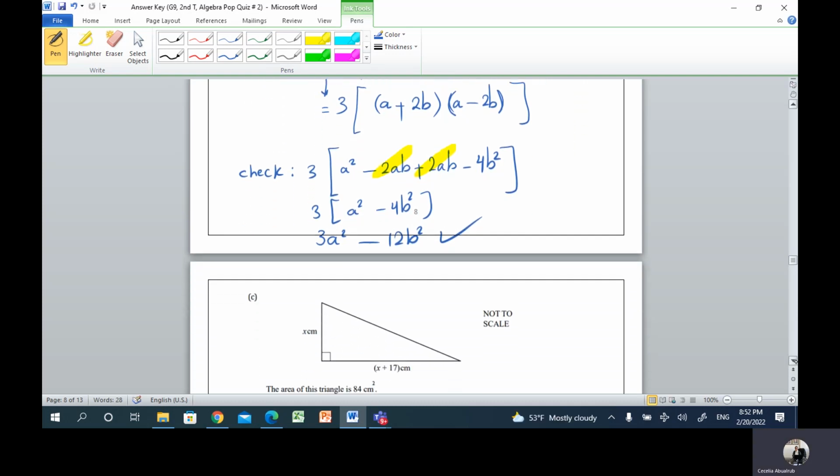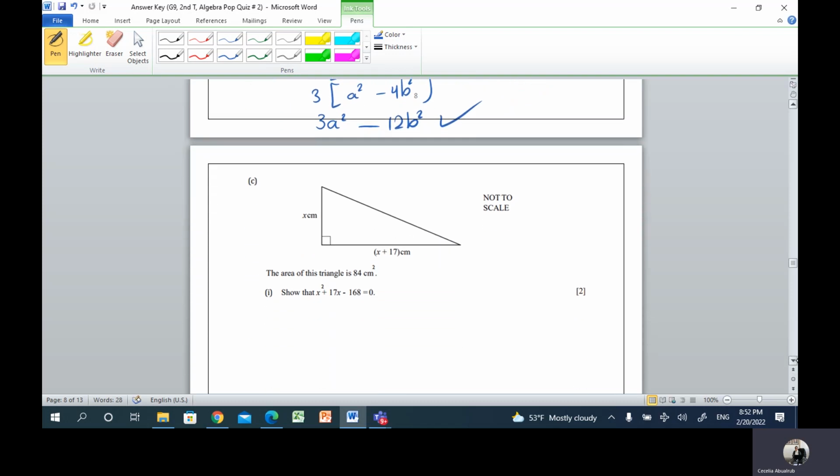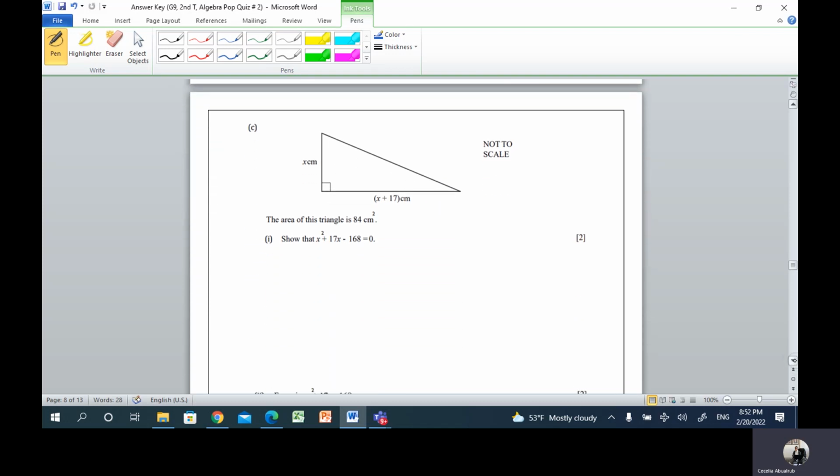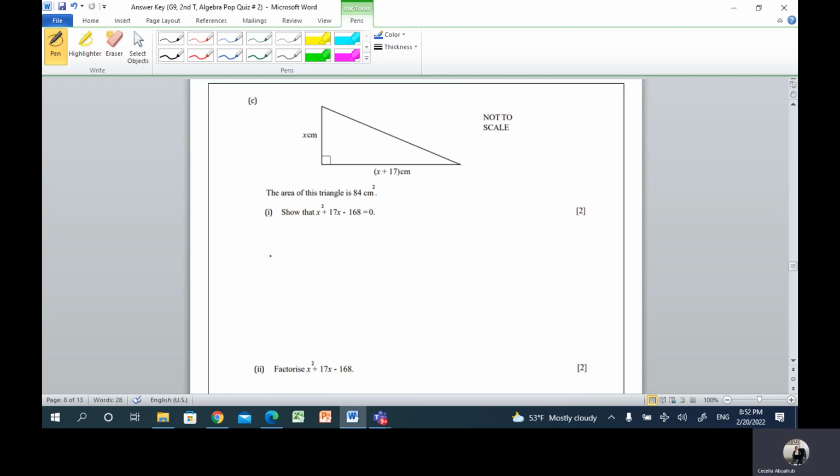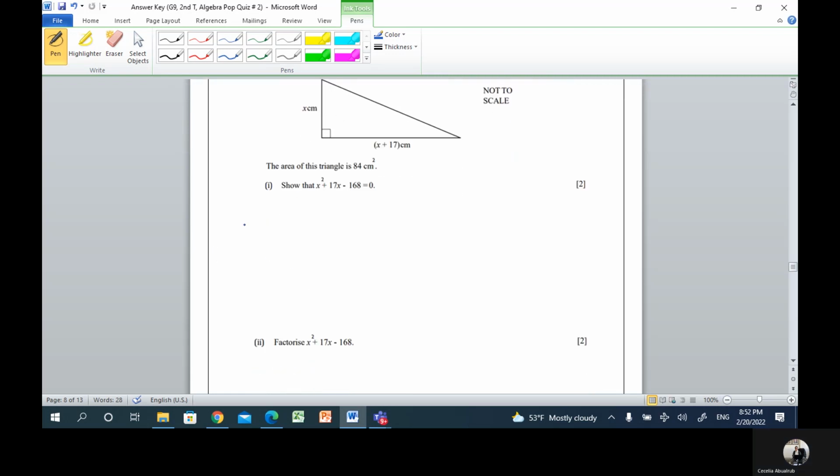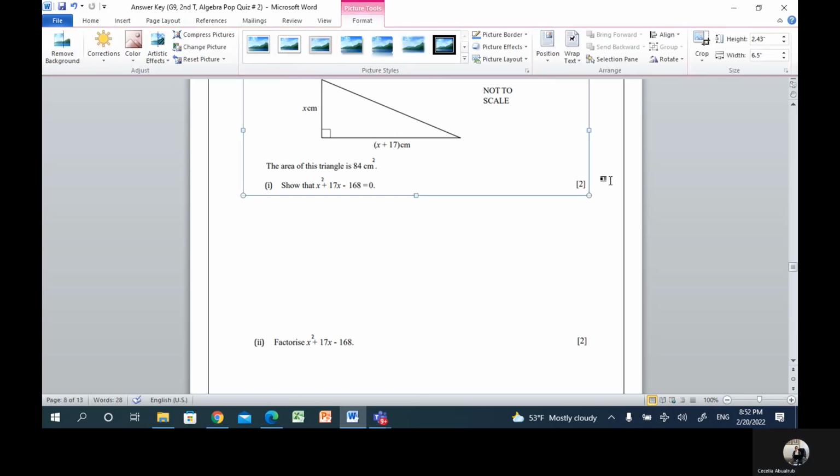Now, let's go to this part of the question. They're giving us a triangle here with a height of x and a base of x plus 7, and they gave us the area as 84 centimeters squared. And how we solve this problem, just a moment please, I just want to make more space.